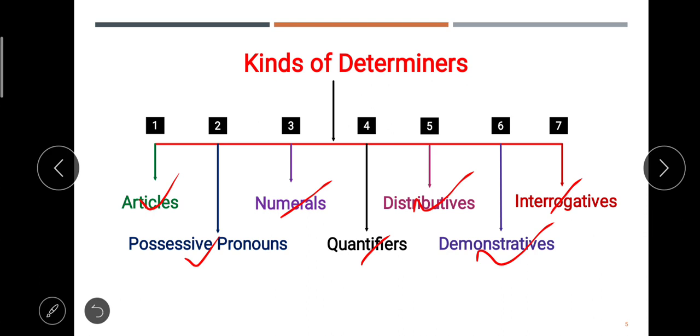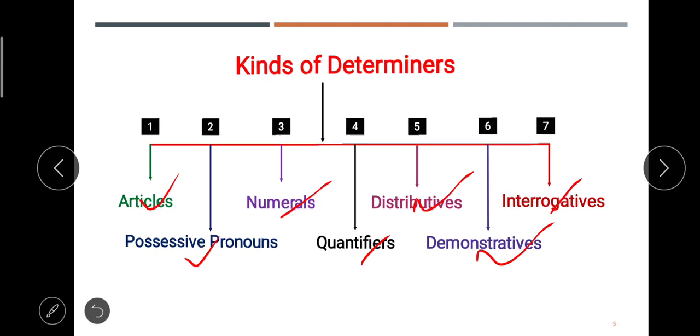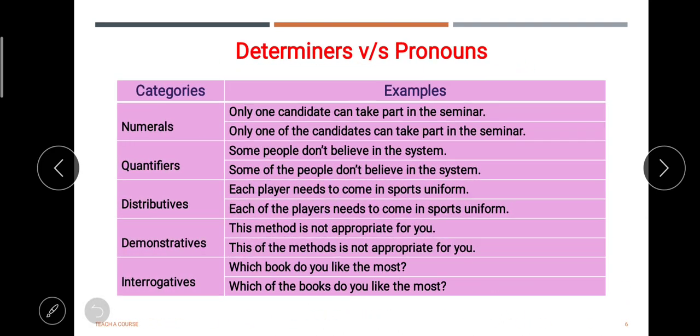In detail we'll study them in separate videos. The reason being, if I put everything in a single video, it will become very long and very large. So I'll make a separate video on every kind with their uses. Moving to next, we'll see the difference between determiners and pronouns.